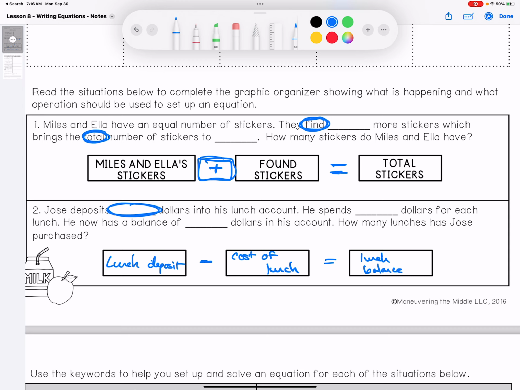So the keywords that we need to circle is not that blank I circled up there. Let's erase that. Keywords. Spends. It's too big. Spends. That tells us we're subtracting.